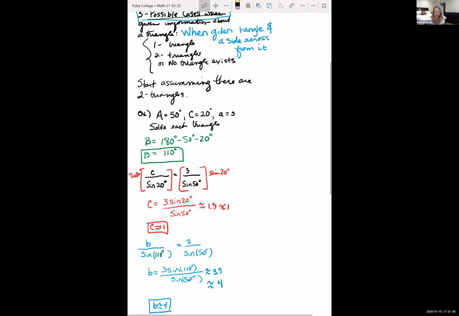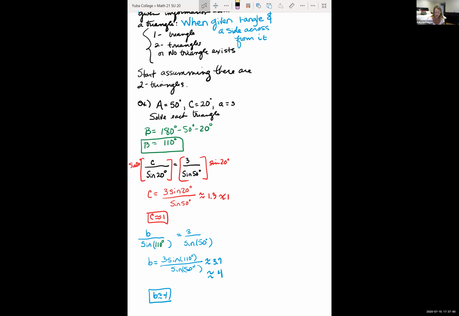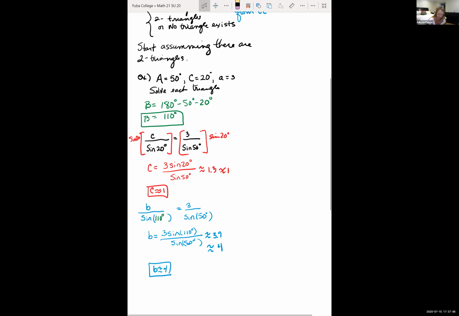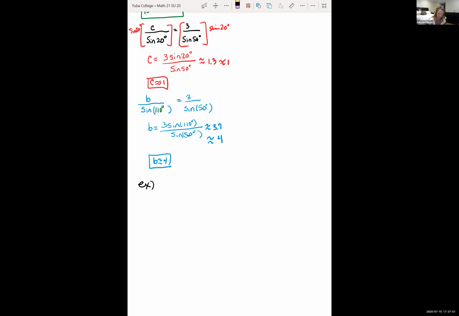Okay, so here's a case where you're only given one angle and a side across from it. So this is a case where we're going to assume that there's 2 triangles that exist. And so let's say that you are given that side B is equal to 2, side C is equal to 3, and angle B is equal to 40 degrees. So with what we're given, the only thing that we can find right now is angle C. So we can use the law of sines. We're given a side and an angle across from it.